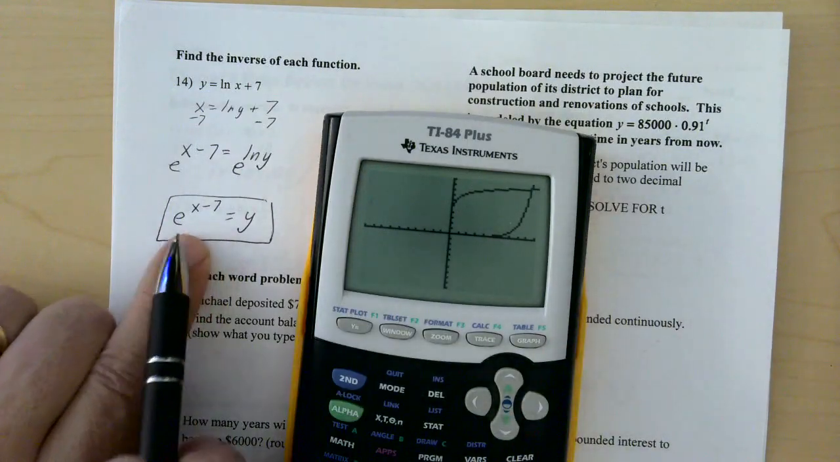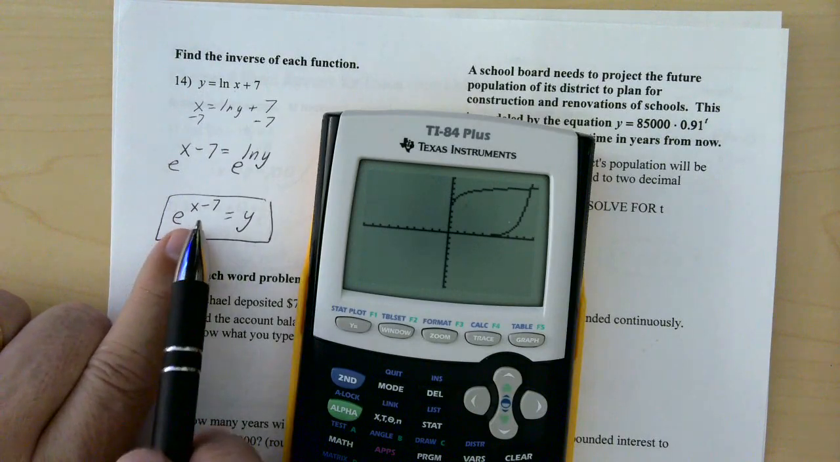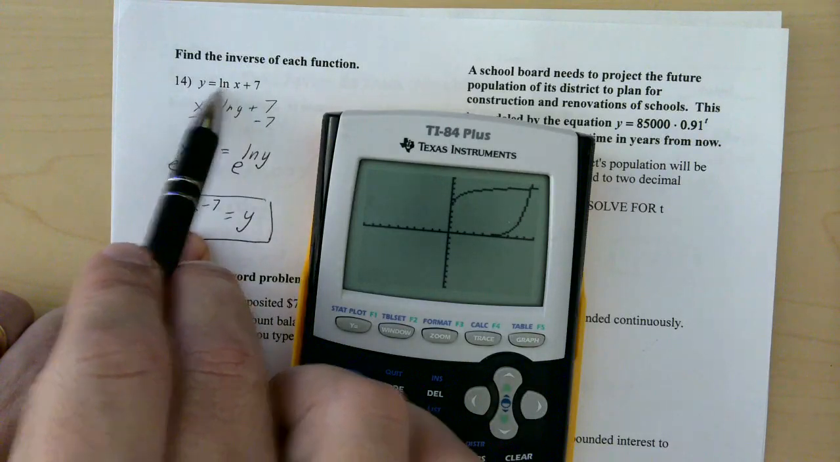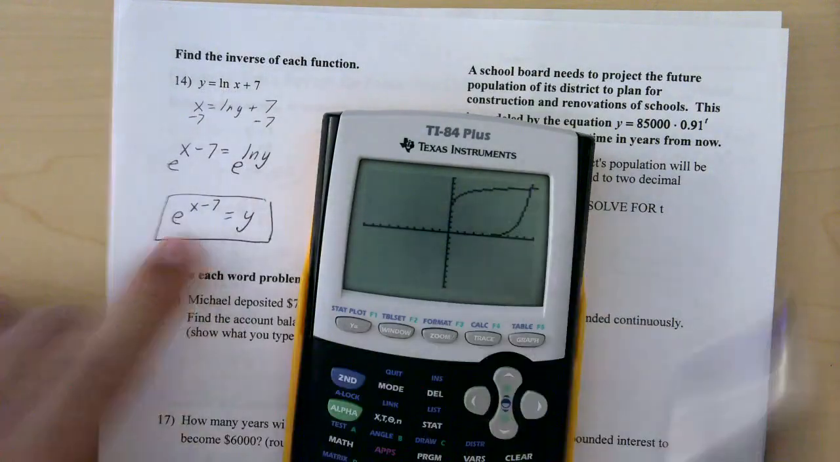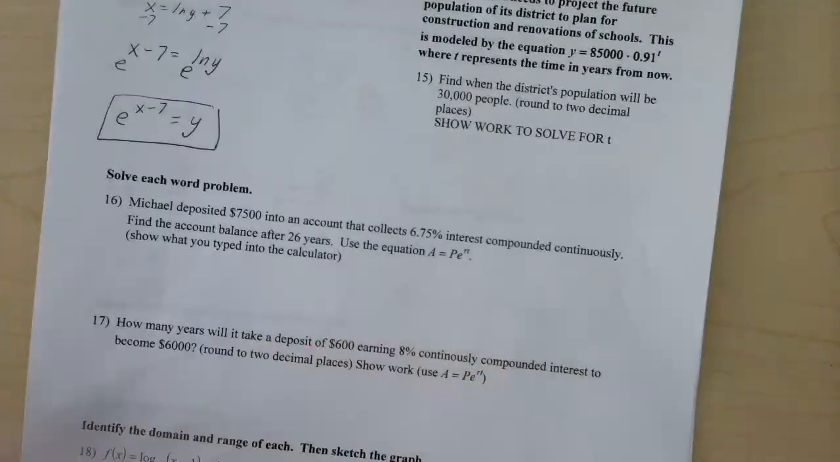So remember, the domain is all reals, but my range is everything greater than 0, where my original, the domain of a logarithm is everything greater than 0. And the range would be all reals. So just keep that in mind when it comes to inverses of each other.